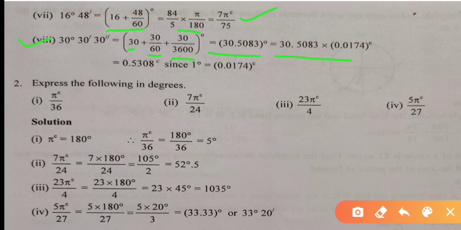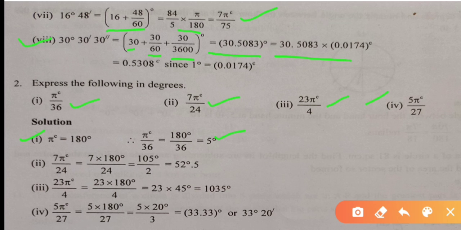Next, express the following in degree, that is pi by 36, 7 pi by 24, 23 pi by 4, 5 pi by 27. Already we have converted degree into radian. Now radian into degree. Again here pi is 180 degree, already we know. Now multiply with 180 by pi. Just substitute 180 by 36, we get 5 degree.